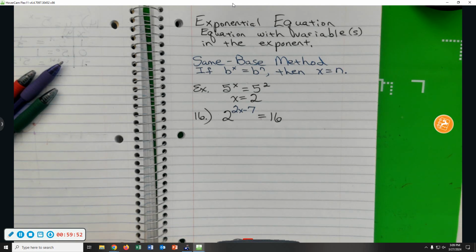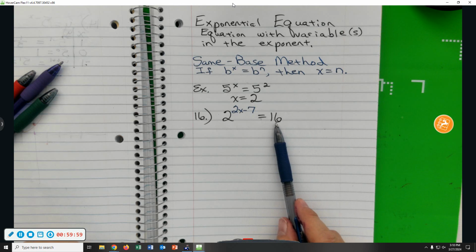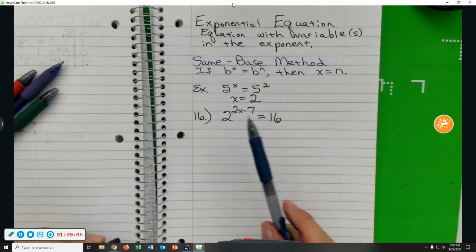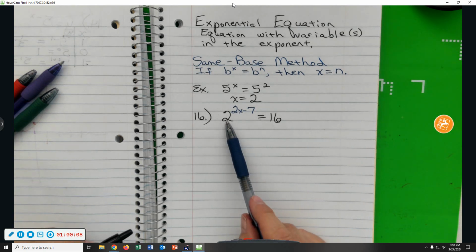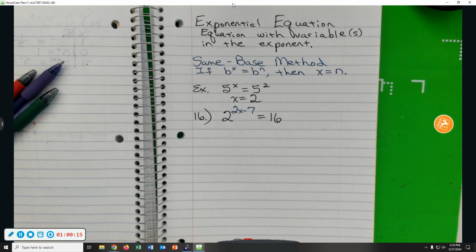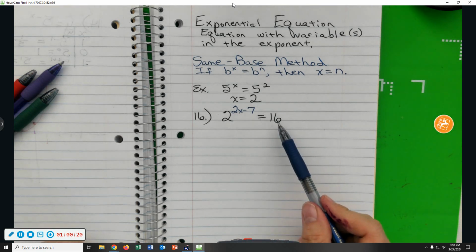I claim we have two bases in this problem. We have the base 2 on the left side, and we have the base 16 on the right side. Well, you say there's no power. Sure there is. If you don't see an exponent, just assume an exponent of 1. Our two bases are 2 and 16. 2 is a prime number. You're not going to change 2. You're not going to write 2 as a power of anything other than 2. That means if we're going to get the same base on both sides, we better be able to write this 16 as 2 to a power.